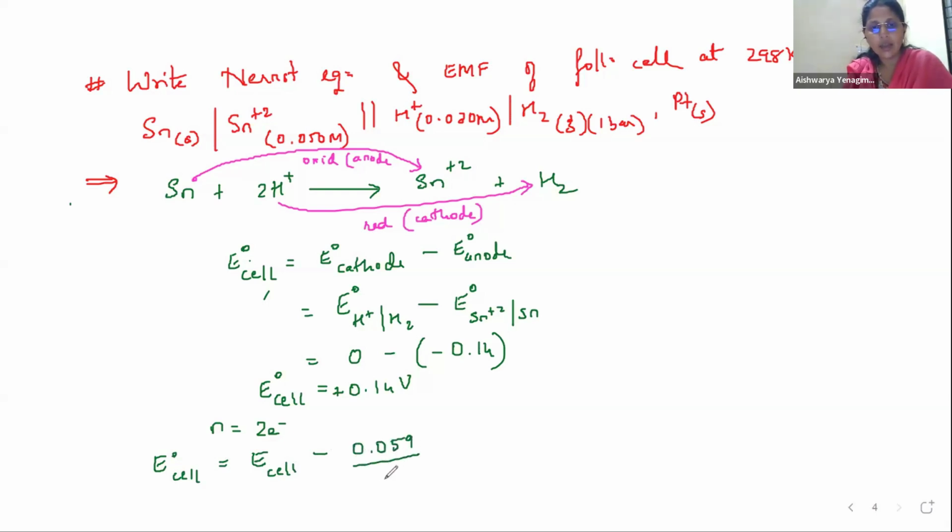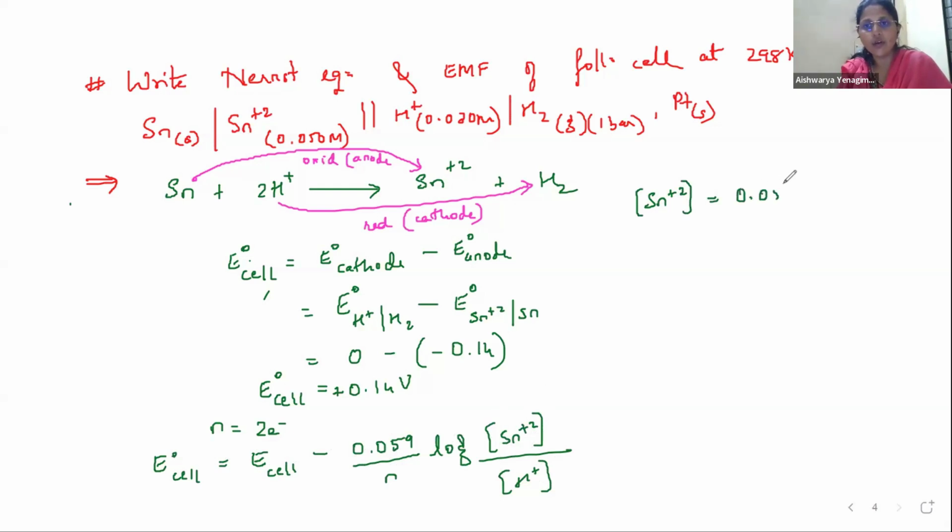So the Nernst equation is E cell equals E naught cell minus 0.059 by n log, we take log of concentration of Sn plus 2 by concentration of H plus. Numerator is the product ion concentration, denominator is the reactant ion concentration. Okay. So what is given here? Sn plus 2 concentration is given. How much is it? 0.050 molarity. And what is the concentration of H plus? 0.030 molarity. Substitute all the values.